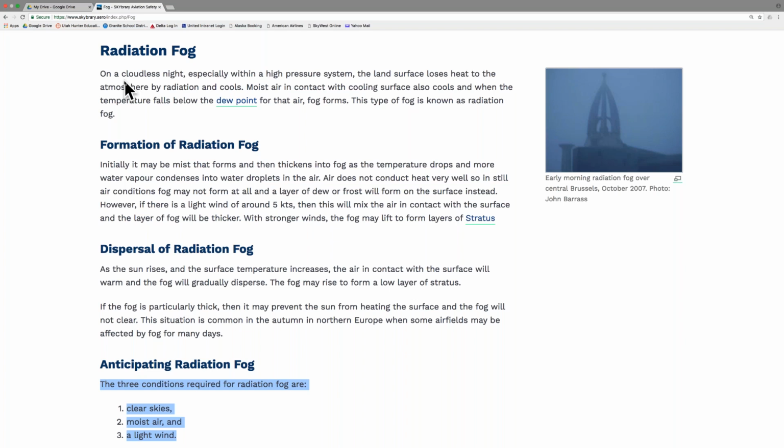So when we see this radiation fog, as it says down here in anticipating radiation fog, it tends to be on nights where there's clear skies, moist air, and light wind. Radiation fog, as we tend to see, clears up rather quickly when the sun comes out.